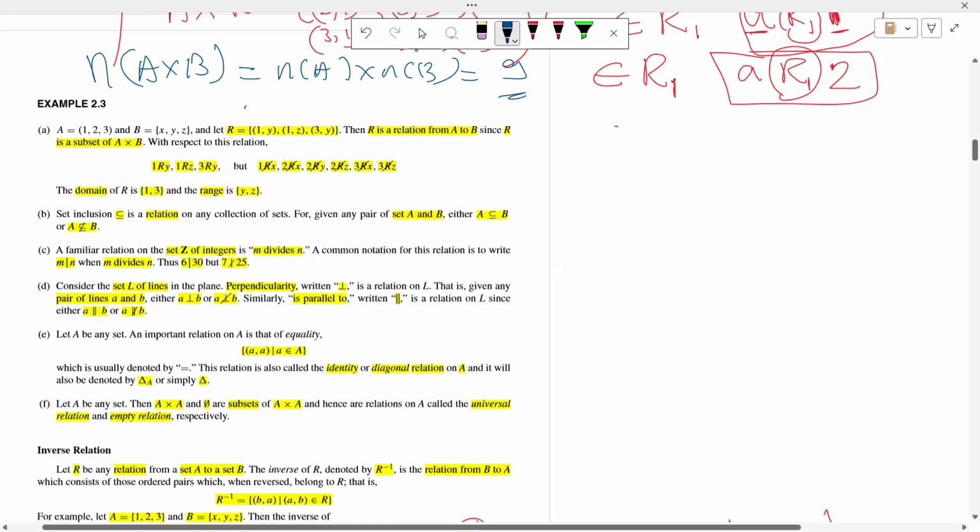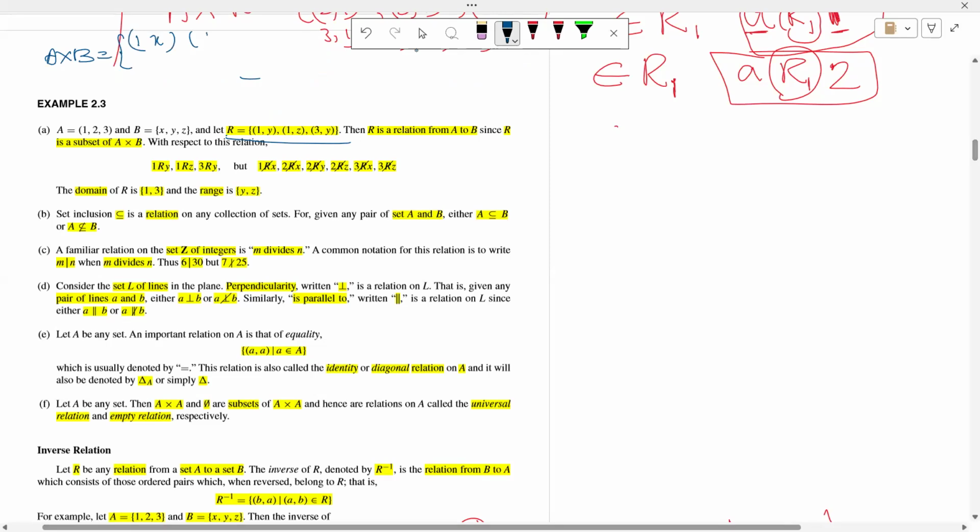It means 2 to the power 9 number of relations I can create by using this A cross B. Now in this question, they are giving A and B, and they are telling a relation. So here, if I write A cross B, then what will happen?